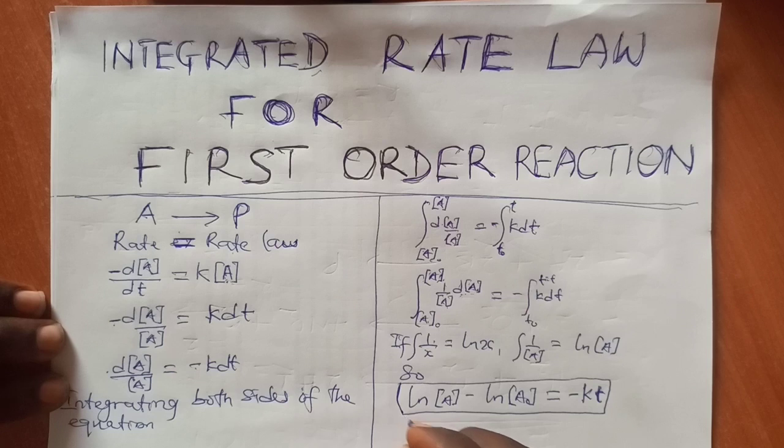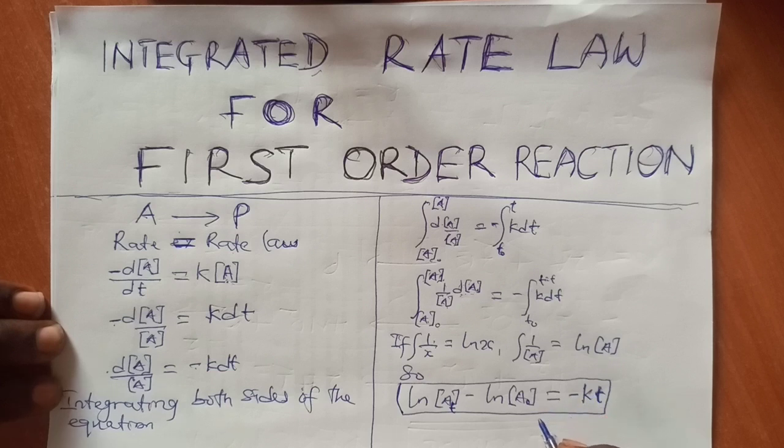So in a nutshell, you can also say that ln of the concentration of A, and A can be any compound, please understand, or the ln of the concentration of A at a particular time t, minus ln the initial concentration of A, is equal to minus kt.